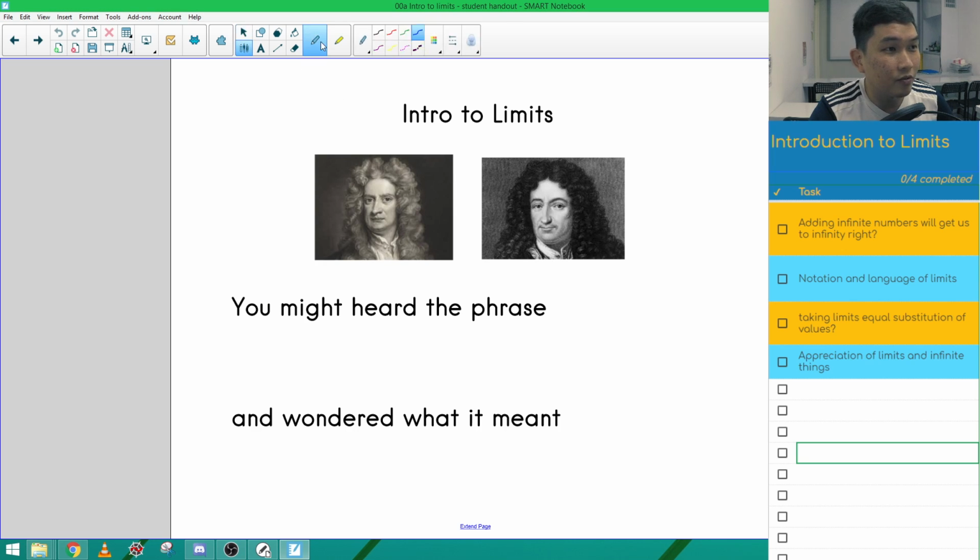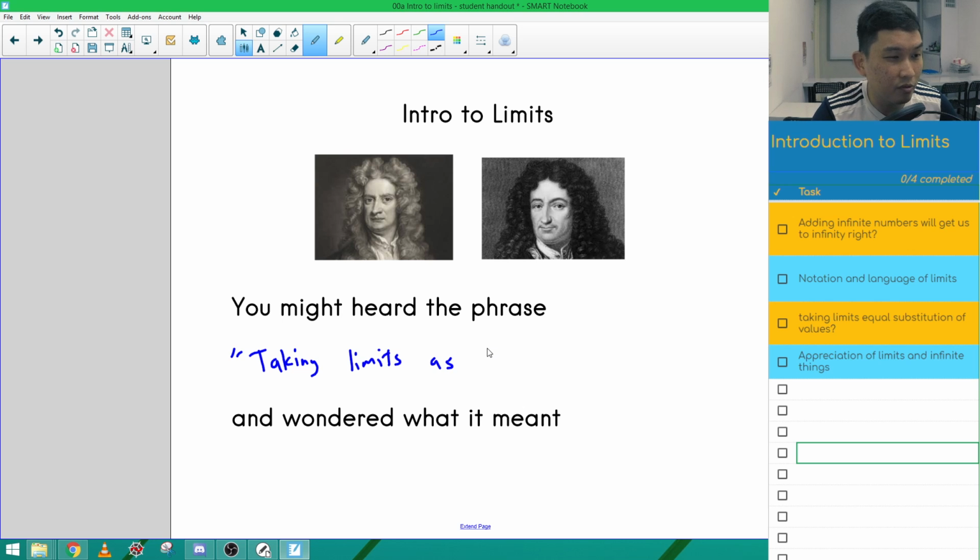For some of you who have already started learning differentiation, you might have heard the phrase before. Let me write this down. It's in blue, which means that you need to write this down as well in your notes. Taking limits as, say, a certain alphabet which we like to use most of the time, h, approaches 0. This is something you might have heard your teacher saying many times.